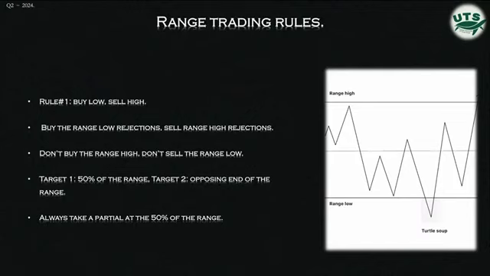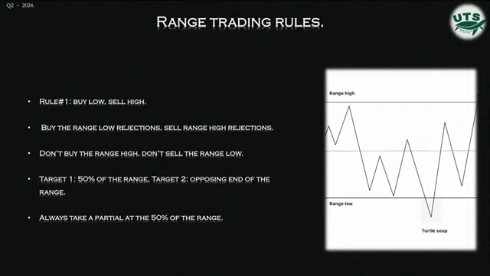The target is going to be two. Number one is the 50% of the range, and target two is the opposing end of the range. Always take a partial at the 50% of the range. Always, every single time. And if you focused more on taking trades which went from one side of the range to the 50%, then you'll find a lot more trades and you'll have a much higher win rate.